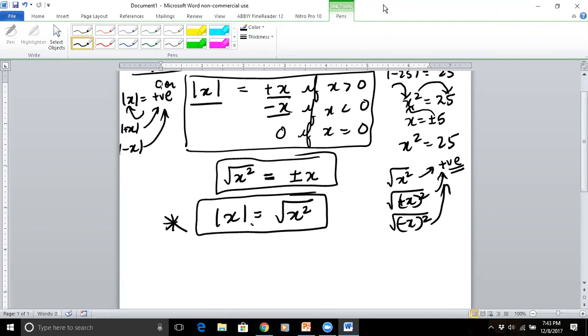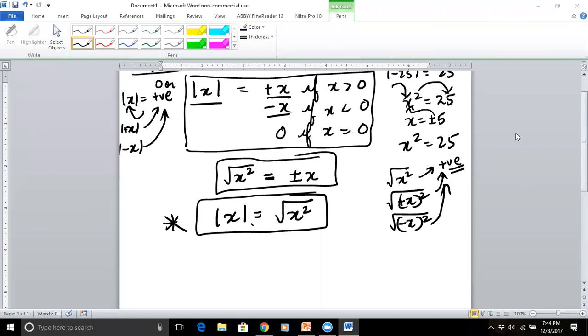One, the definition of mod of x in the algebraic form. Second, what is root of x square? Root of x square, keep in mind, is always plus or minus x. And third, the relationship between mod of x and root of x square. Mod of x will always be equal to root of x square. Okay, guys? For those who gave me x as the answer, that's completely wrong. You need to keep this in mind. Root of x square is always plus or minus x.